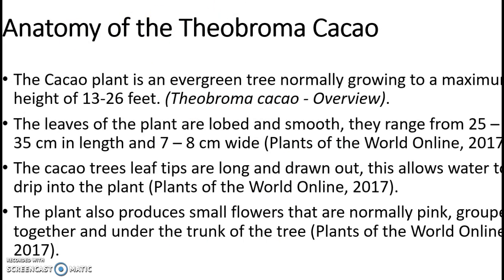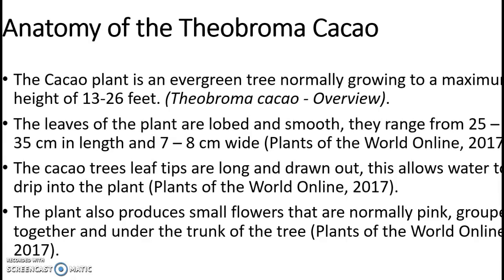So we're going to jump right into some of the nitty-gritty on the anatomy of the Theobroma cacao. The plant normally grows from 13 to 26 feet, depending on different factors. The leaves of the plant are lobed and smooth, and they range from 25 to 35 centimeters in length and 7 to 8 centimeters wide. Kind of like in that image, the leaves aren't large like a large bamboo leaf.